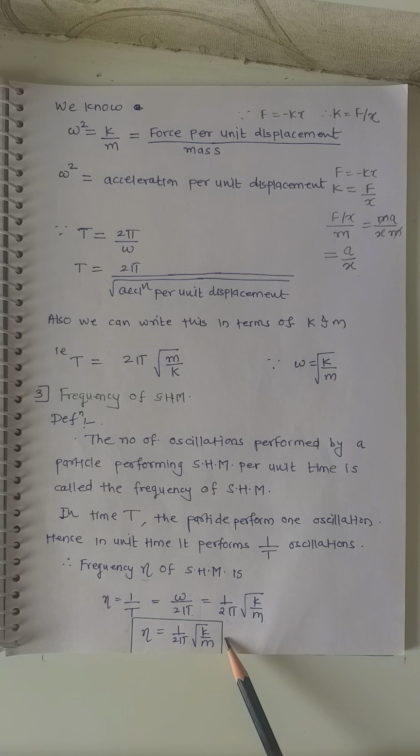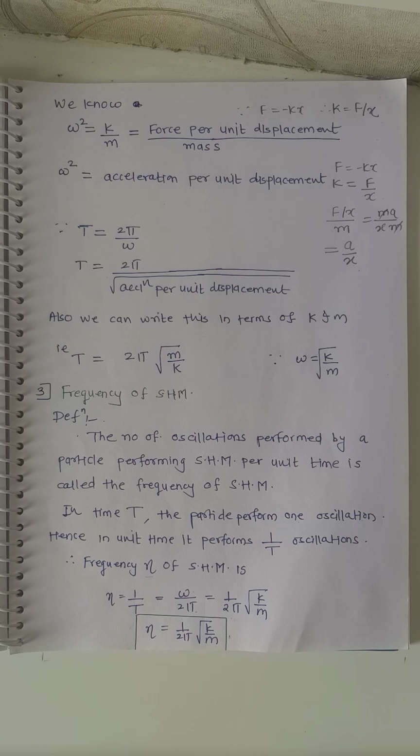So this is the final equation for frequency, that is n is equal to 1 upon 2 pi under square root k by m. Hence we derived an expression for amplitude, time period and frequency of SHM in this session. Thank you.